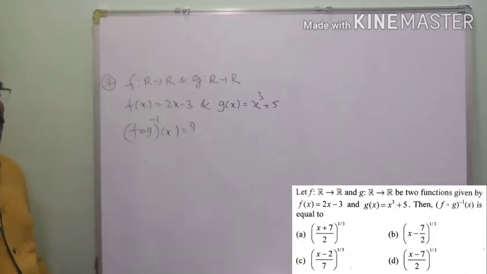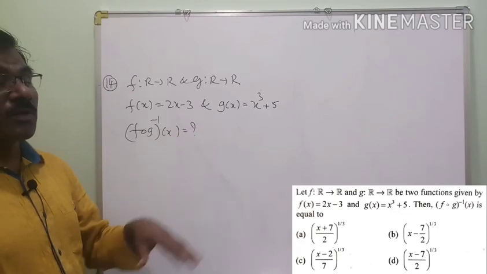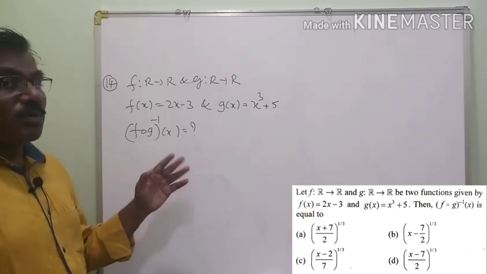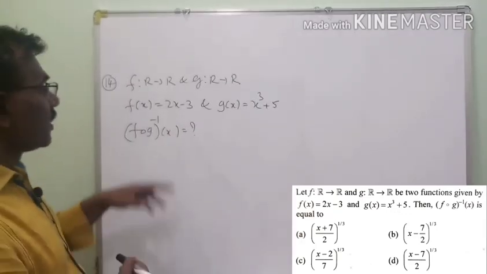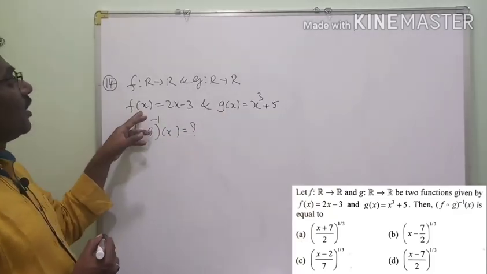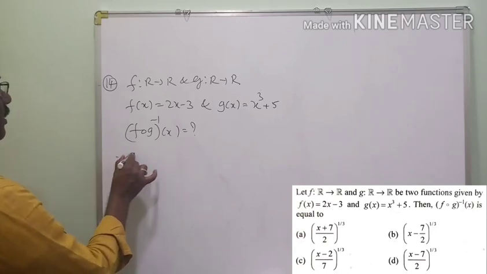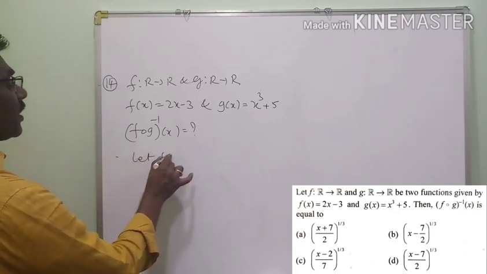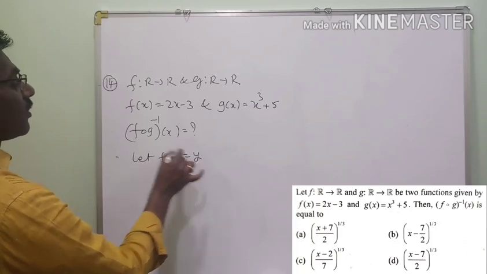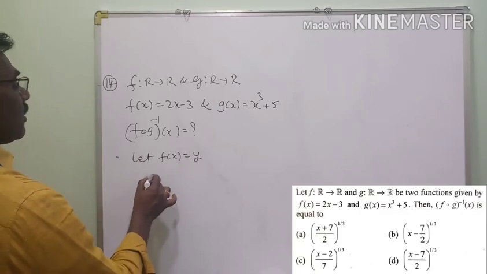You know the one property: (F composition G) inverse is G inverse composition F inverse. So here we have to solve F inverse and G inverse. Let f of x is y. Now I am solving F inverse and G inverse.